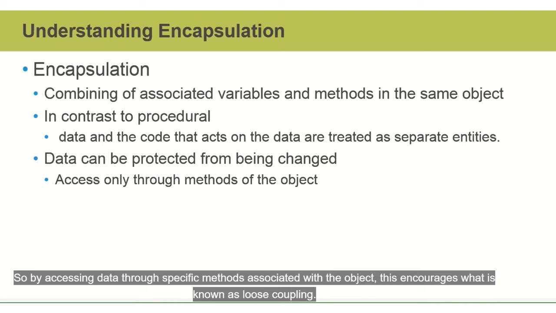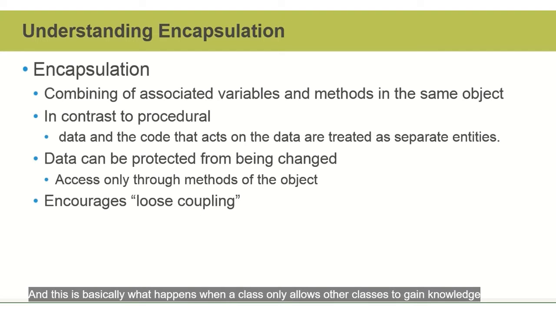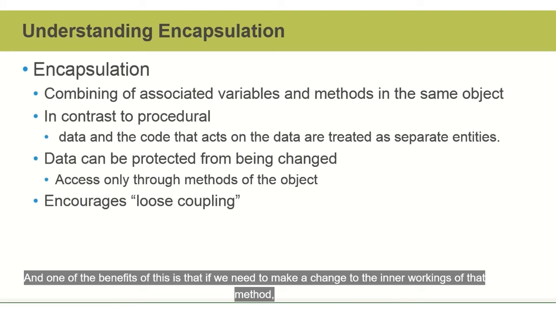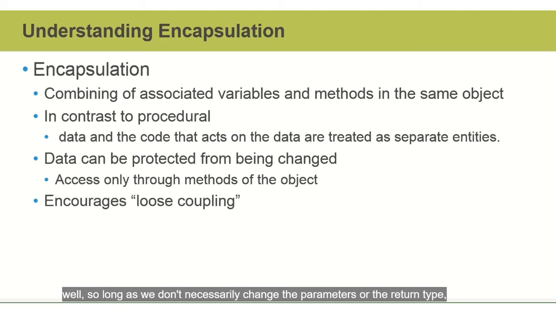So by accessing data through specific methods associated with the object, this encourages what is known as loose coupling. And this is basically what happens when a class only allows other classes to gain knowledge about its inner workings through the exposed methods. And one of the benefits of this is that if we need to make a change to the inner workings of that method, well, so long as we don't necessarily change the parameters or the return type, these other classes can still interact with it in much the same way.